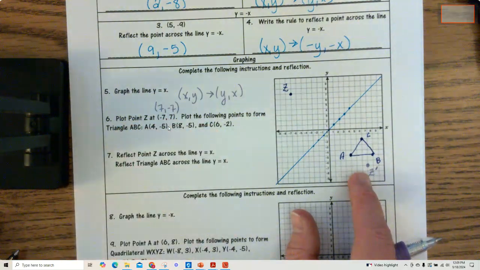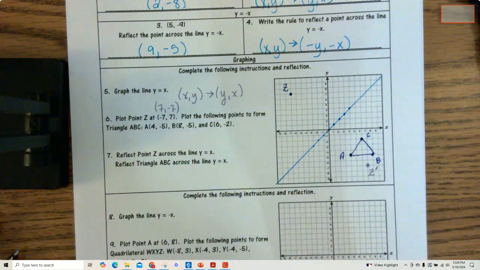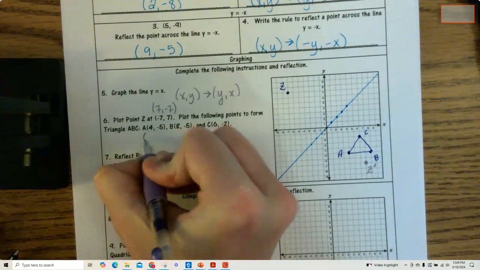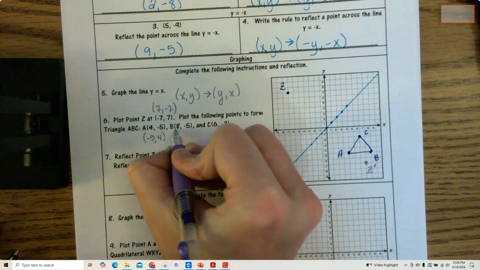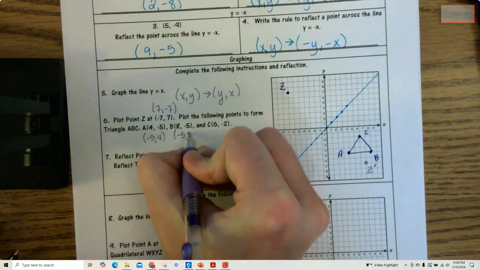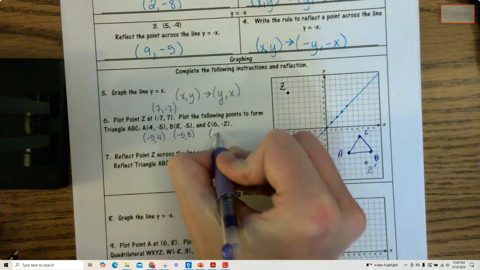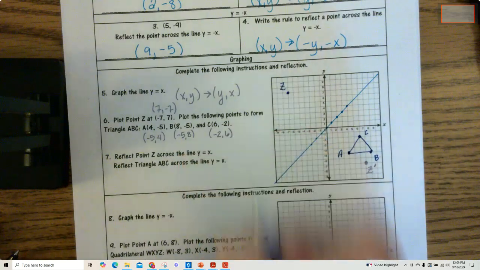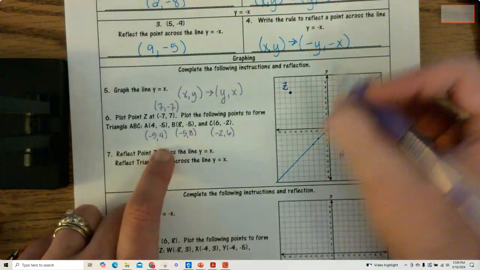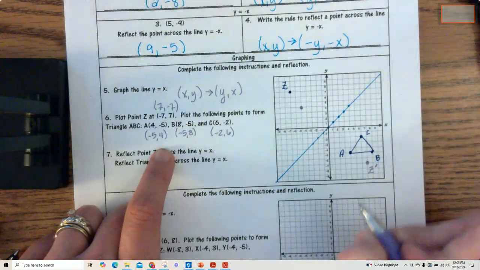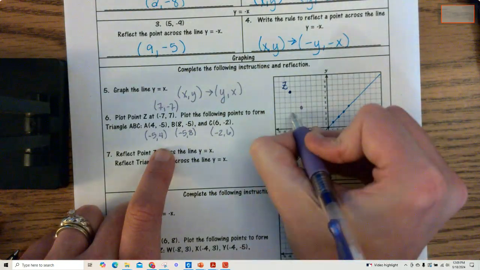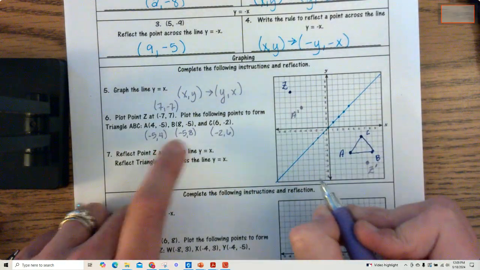Okay? So we're going to do the same thing for our triangle. We're just going to take the ordered pair and we're going to flip them. So A would be negative 5 comma 4. B would be negative 5 comma 8. C would be negative 2 comma 6. So negative 5, 4. That's going to be A prime.